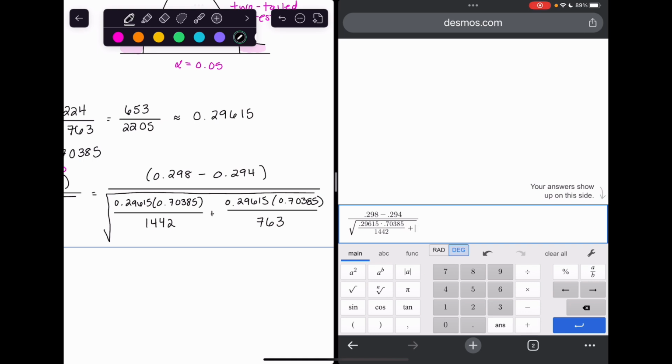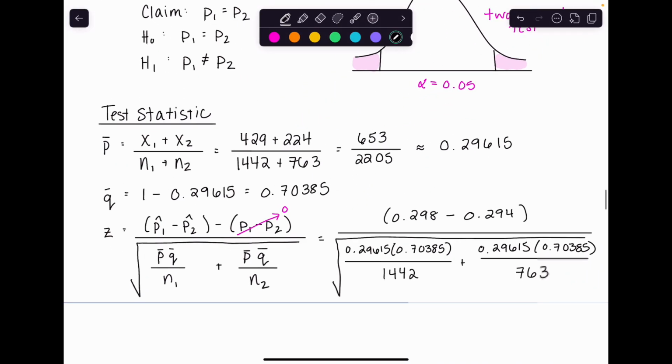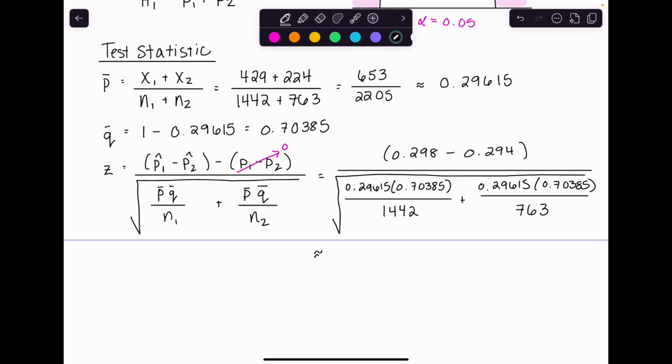And then I need to add to that another fraction. So let's go ahead and do our division to get that fraction in there. We've got the same thing, 0.29615 times 0.70385. And in the bottom here is 763. So if I round this to 2 decimal places, that would be 0.2 because it would bump up. So my test statistic Z is about equal to 0.20.